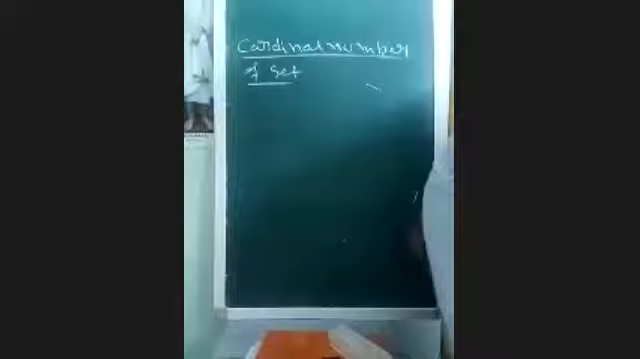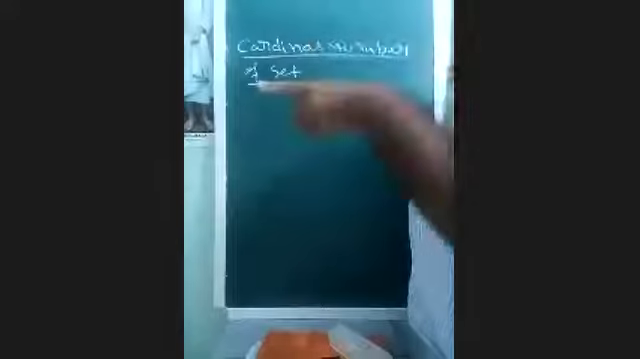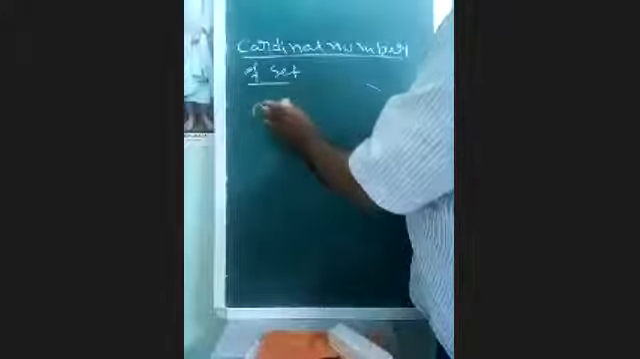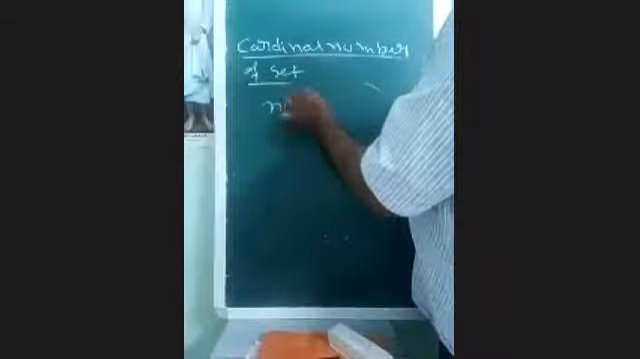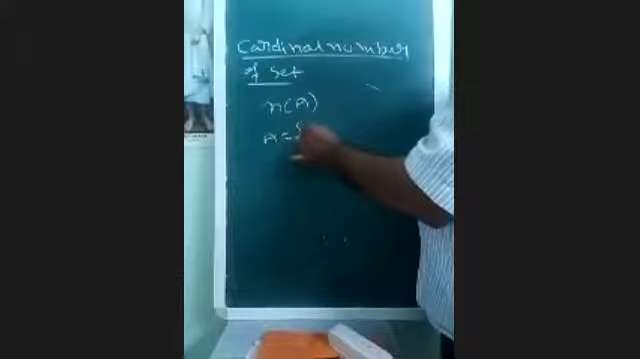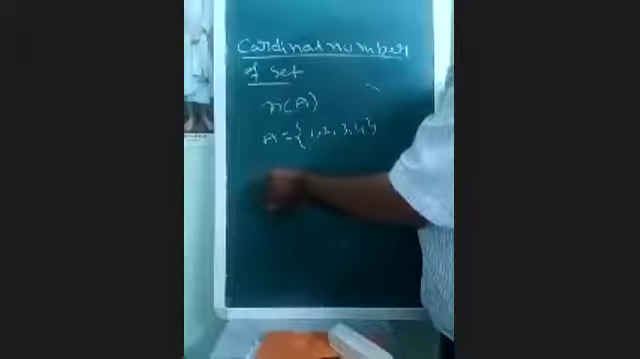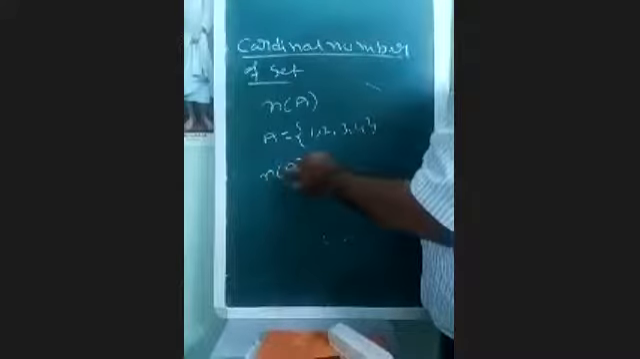What is the definition of the cardinal number of a set? The number of elements in the given set is called the cardinal number of the set. It is denoted by n(A). For example, set A has 1, 2, 3, 4. How many elements are in set A? It is denoted by n(A) = 4.